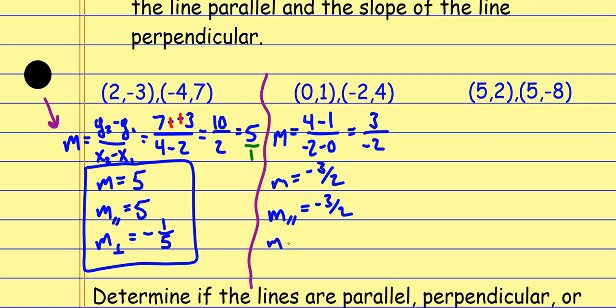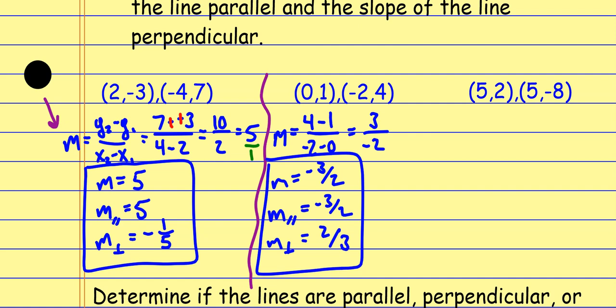But then the perpendicular line is the opposite reciprocal. So I change the sign and I flip the fraction. The opposite of a negative is a positive. And then when I flip the fraction, instead of 3 over 2, it's 2 over 3. Notice it's a positive 2 over 3 because I do the opposite reciprocal. Okay? Parallel lines, the slope is the same. Perpendicular lines, it's the opposite reciprocal.